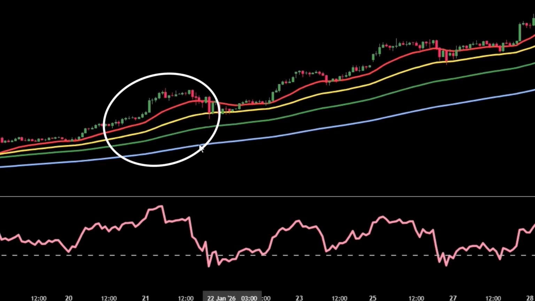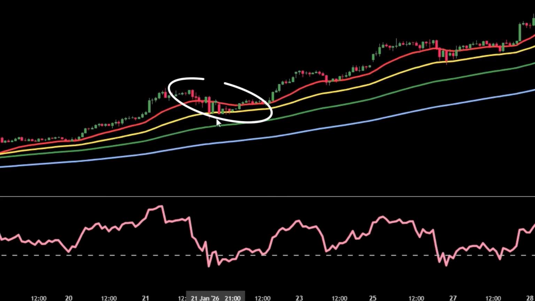Second, the ribbon should be wide, with the moving averages clearly spread apart. A wide ribbon tells us the trend is healthy and has enough strength to continue. In this example, the ribbon is wide, well aligned, and pointing upward, so both conditions are met. Now we wait for a pullback.